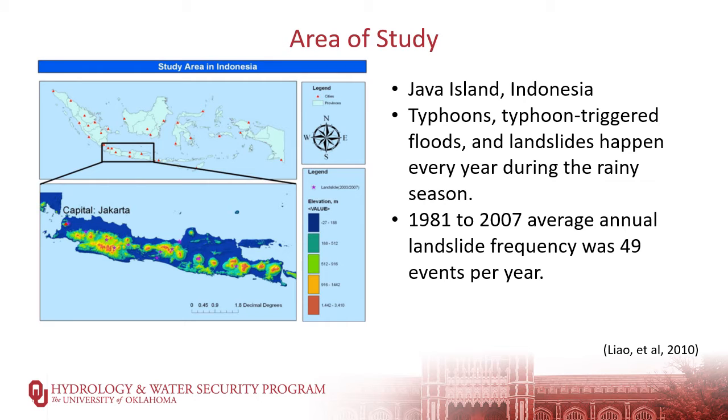The area of study in this paper was Java Island, Indonesia. Typhoons are fairly frequent in this part of the world. This is in the South Pacific. And these typhoons, they cause flooding, and they are the primary driver of the landslides in this area. And they happen every year. From 1981 to 2007, there's an average annual landslide frequency of about 49 events per year. Right here you can see these are cities, the little dots. And then this is just an elevation model, and the little stars are the observed landslides.